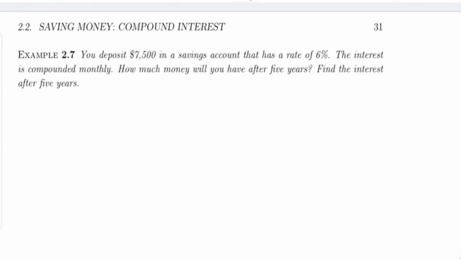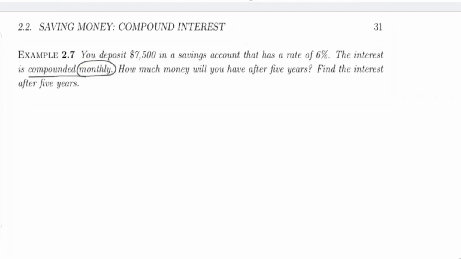You deposit 7,500 in a savings account. It has a rate of 6%. The interest is compounded monthly. How much money will you have after 5 years? Now, how do I know which formula to use?